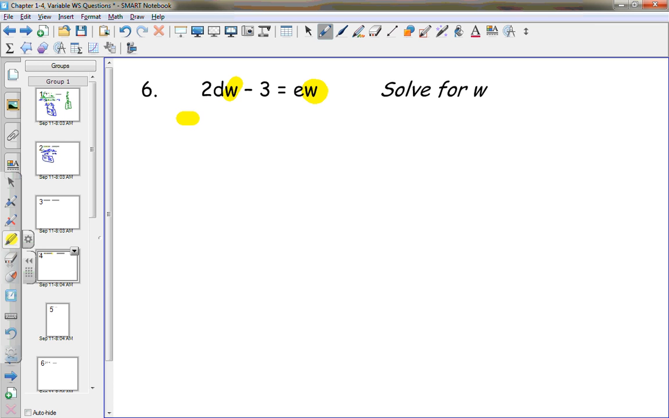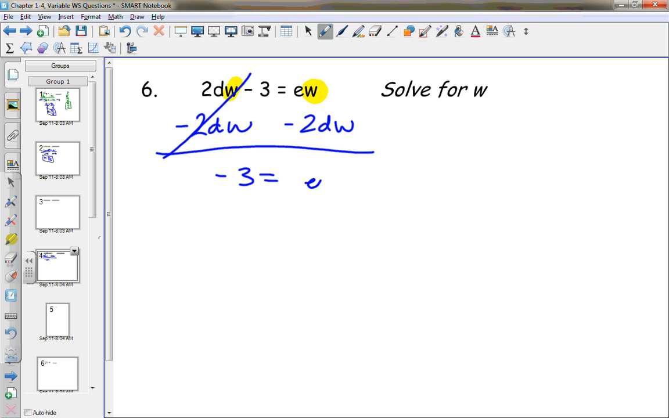Subtract. So I'm going to subtract 2DW from both sides. And I have negative 3 is equal to EW minus 2DW. Okay, how many W's do I have? 2. So as soon as you see more than one W, what do you have to do?